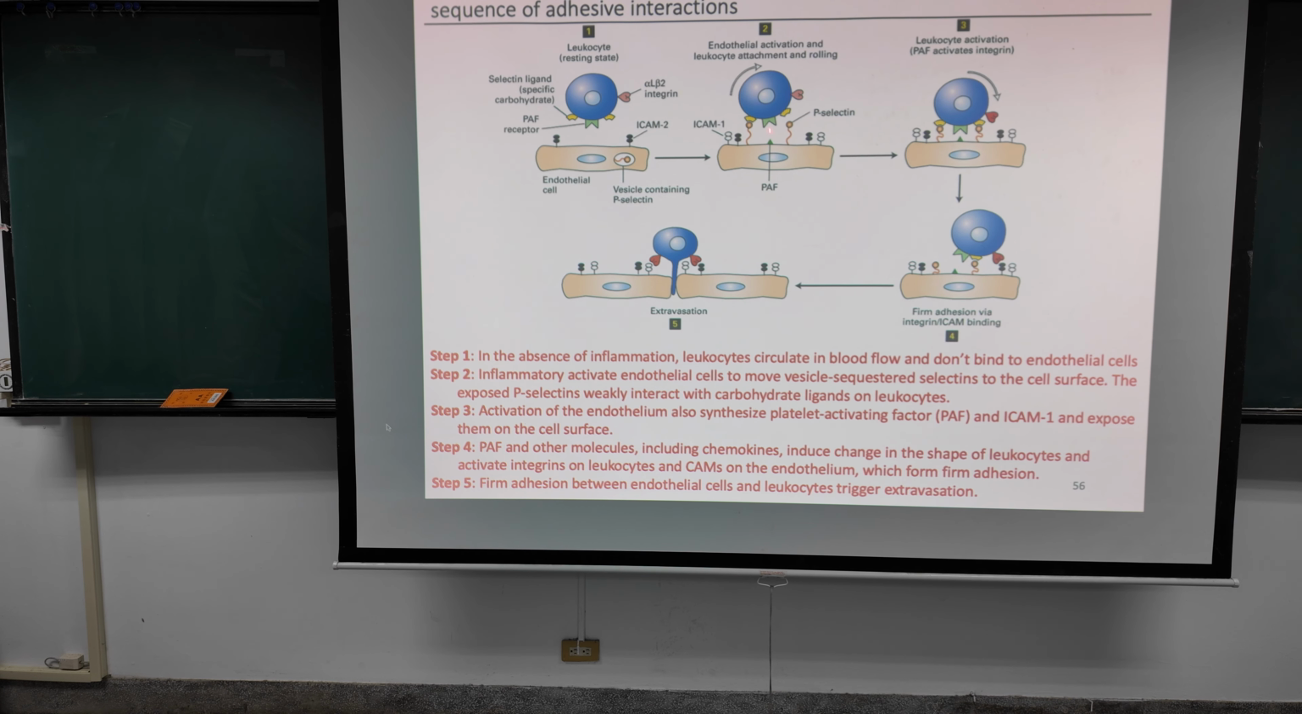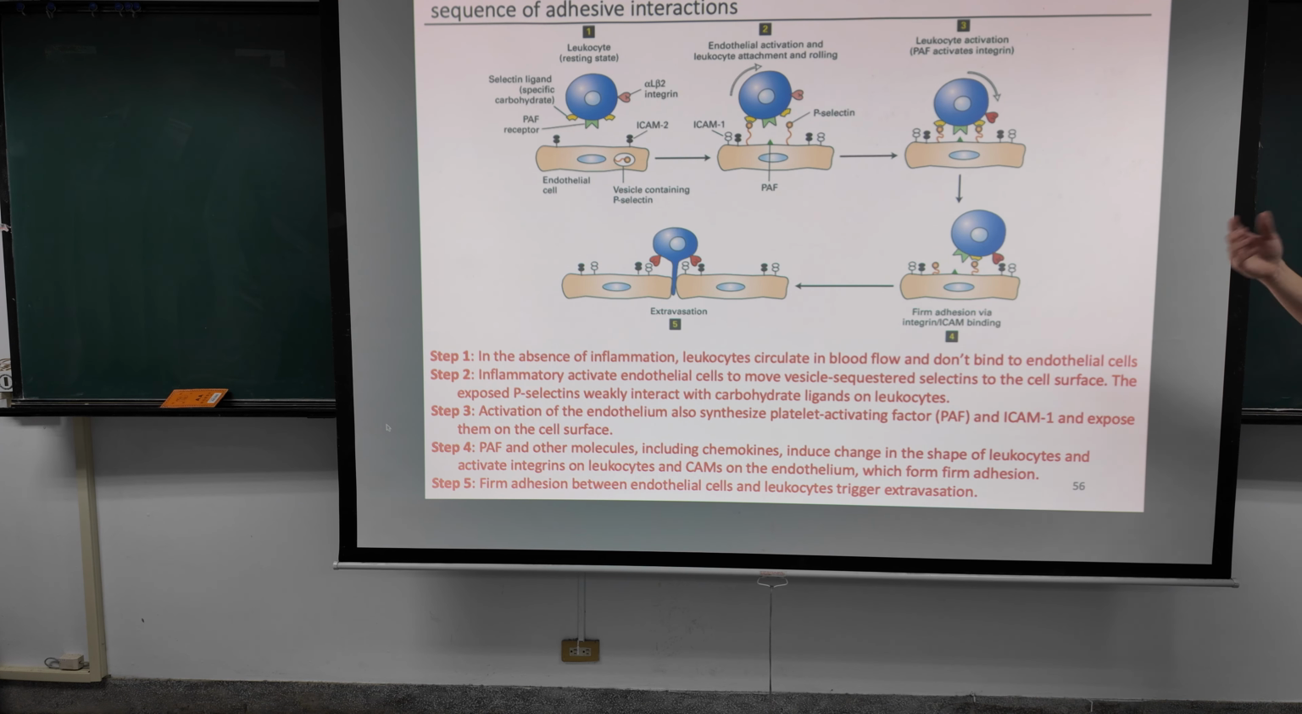But the affinity between the PAF receptor, the P-selectin, and those carbohydrates is weak. So it will not completely immobilize the leukocyte. It only gradually slows down the leukocyte. That is why they call this step rolling. It's just gradually rolling and slowing down.